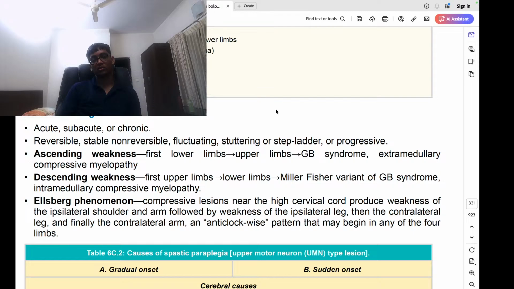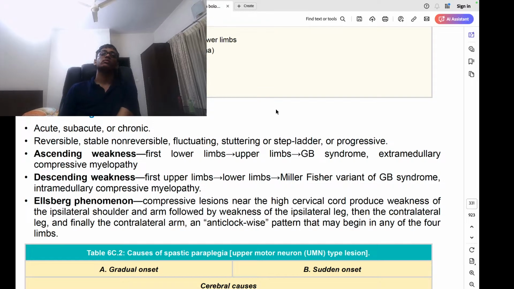Extramedullary compressive lesions near the high cervical cord produce weakness of the ipsilateral shoulder and arm, followed by the ipsilateral leg, then the contralateral leg, then finally the contralateral arm, an anti-clockwise pattern that may begin in any of the four limbs. This is the Elsberg phenomenon. Ascending weakness, first lower limbs then upper limbs, is GB syndrome and extramedullary compressive myelopathy. Descending, first upper limbs then lower limbs, is the Miller-Fisher variant of GB syndrome and intramedullary compressive myelopathy.